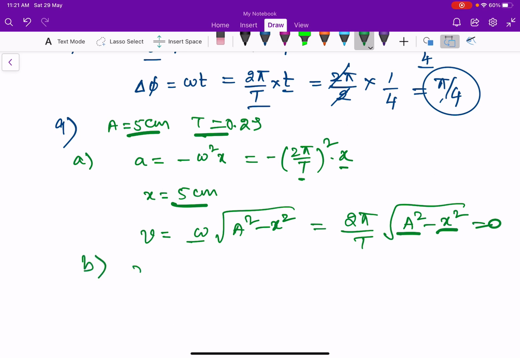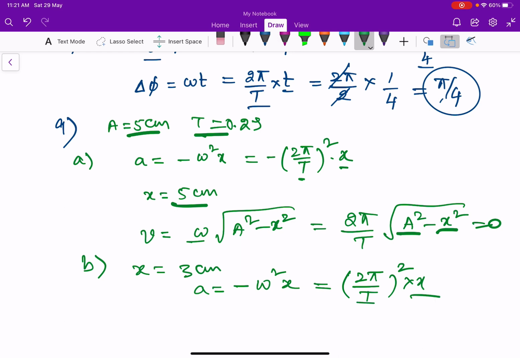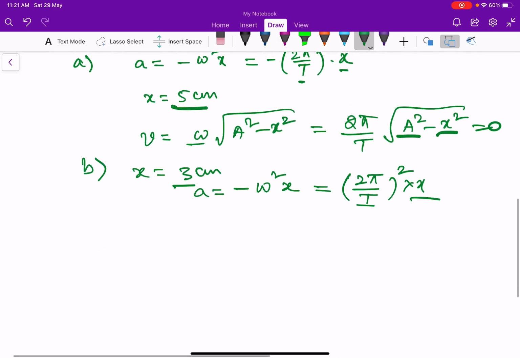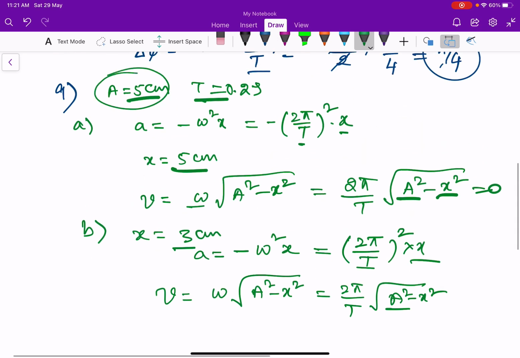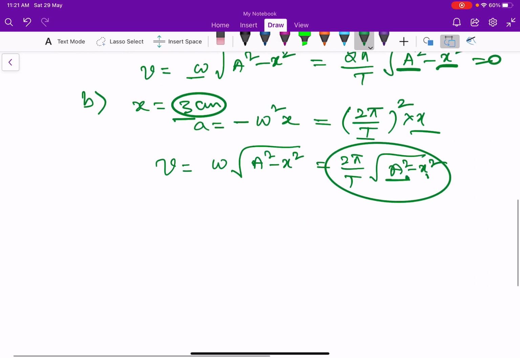So B bit. When x equal to 3 centimeters, what is acceleration? Acceleration formula is minus omega square x, where omega is 2 pi by T. As T value and x value are given, substitute both of these, you will get the answer. And velocity v equal to omega under root of a square minus x square. You have amplitude a and x value equal to 3. Substitute these two values here, you will get the answer.